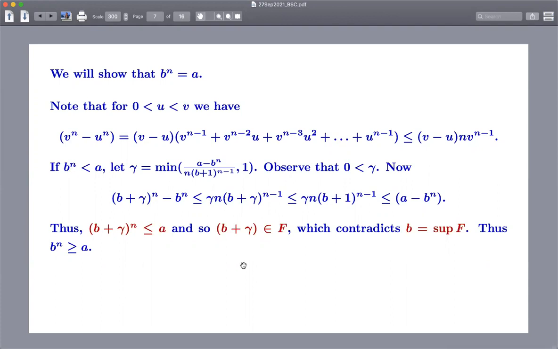That's the idea. So now, for b plus gamma power n minus b power n, we use this first result, this inequality that we have written for all our numbers. So v minus u will give you gamma, and the second term is exactly this, n times b plus gamma power n minus 1. And where is gamma less than 1 being used? Well, gamma is less than 1, so this b plus gamma power n minus 1 is less than or equal to b plus 1 power n minus 1.